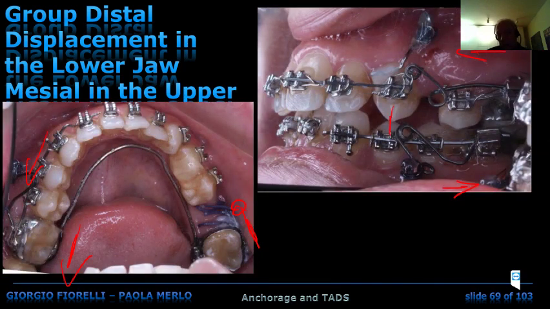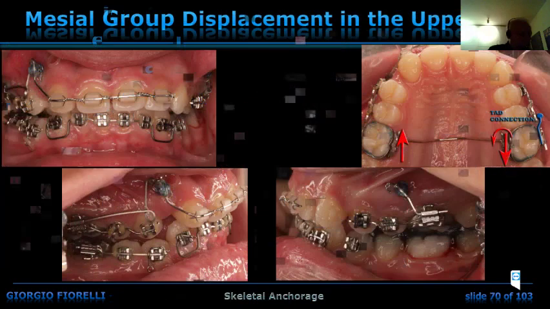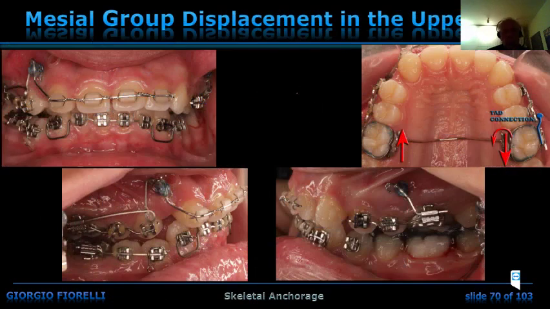Look at this. And now we have a class 1 relation. This is a mechanics to mesialize. We have seen mechanics to distalize. And I think that you can do this bilaterally or unilaterally, but the unilateral is more complicated. So I'm showing this to you, which is more complex.